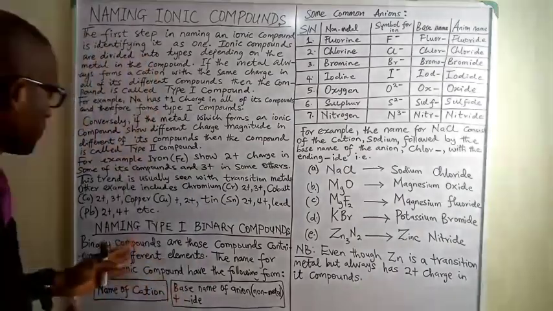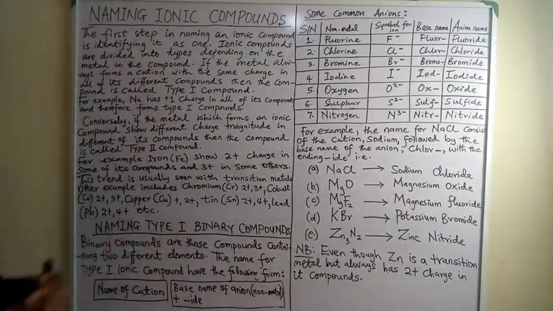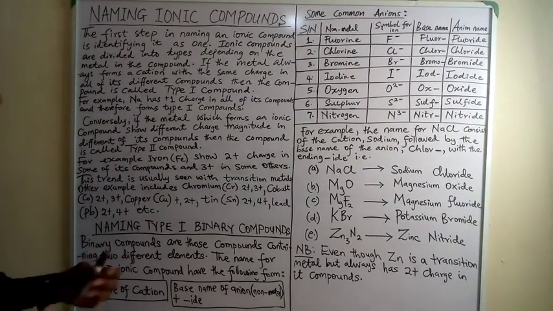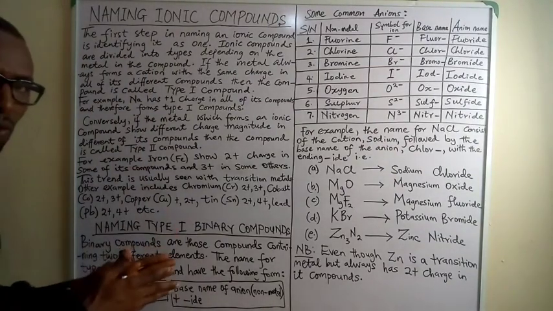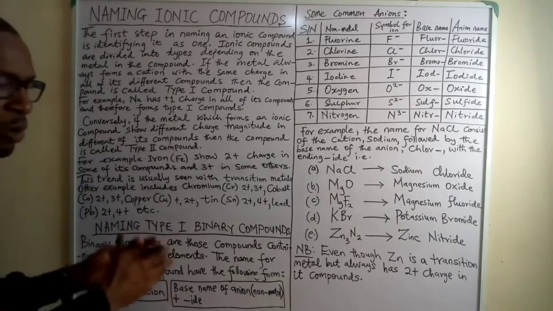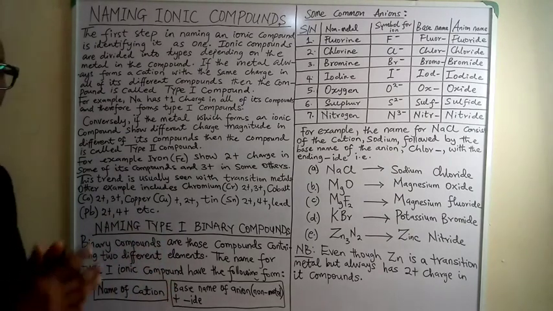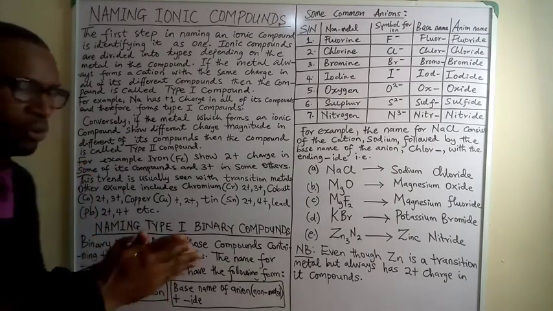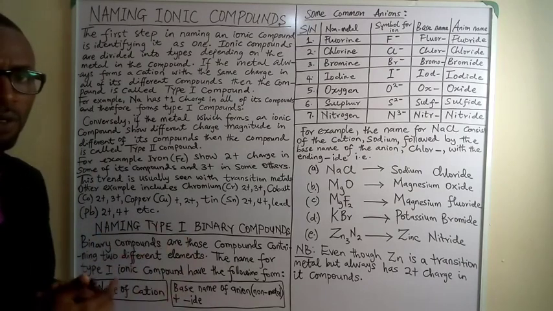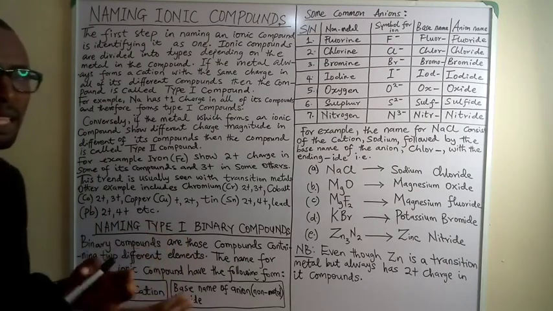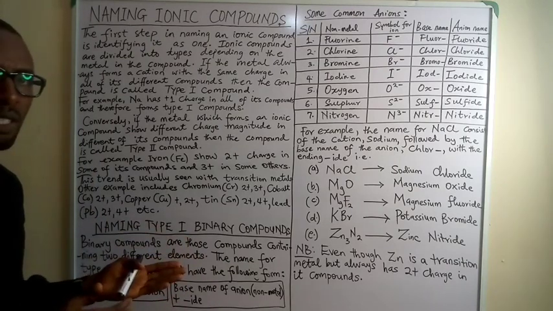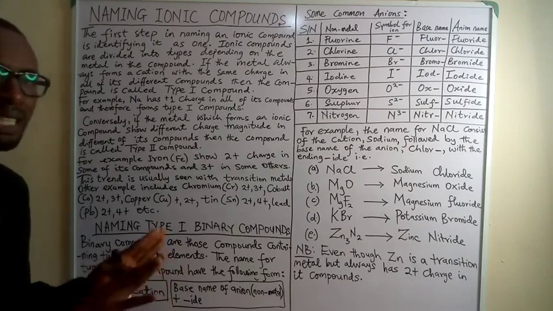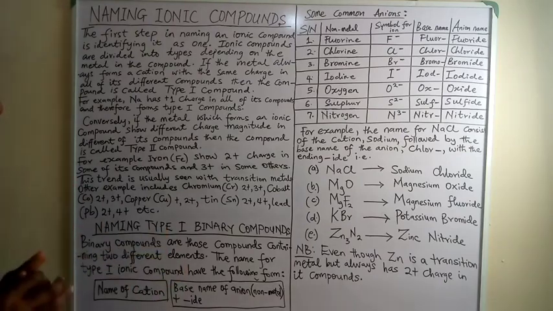Nice. So binary compounds again are those compounds that comprise two different elements. Sodium chloride is a binary compound. A water molecule is a binary compound. The difference is that sodium chloride is an ionic compound, while water is made from oxygen and hydrogen, which are non-metals, so it is covalent. I believe that is clear.